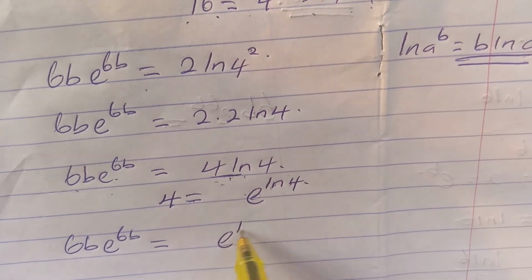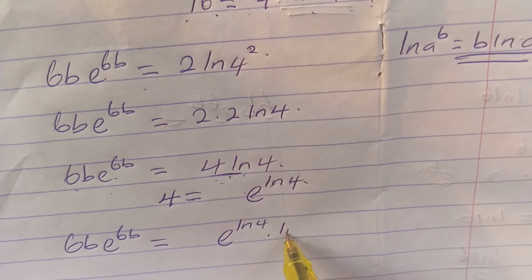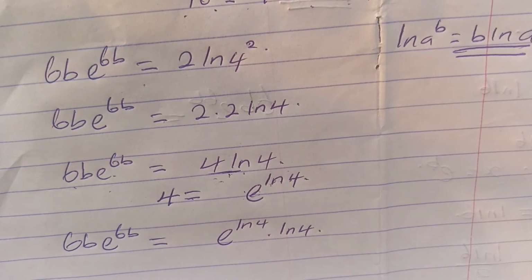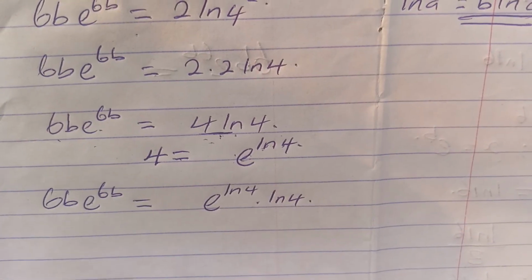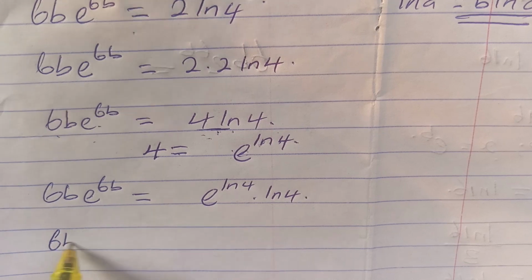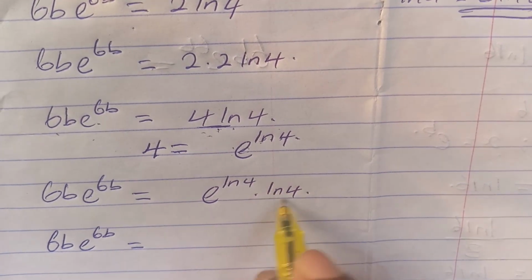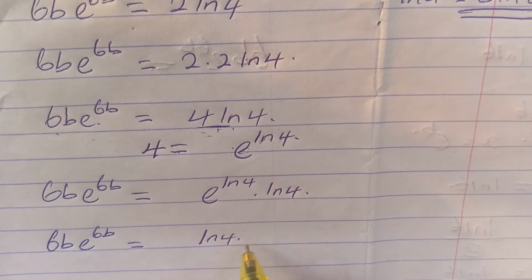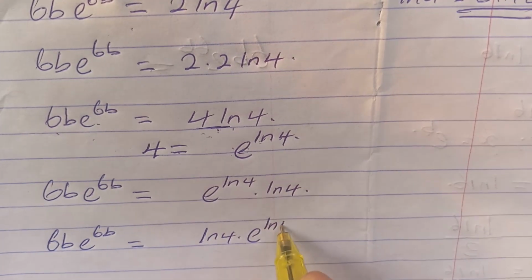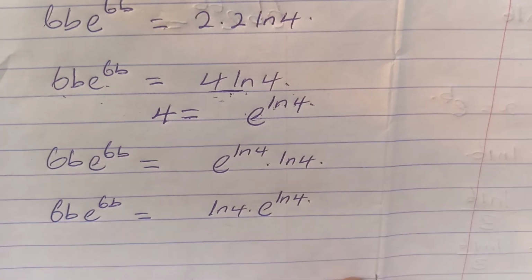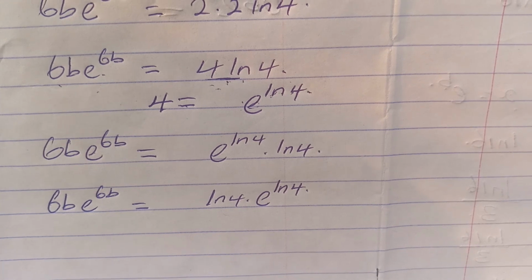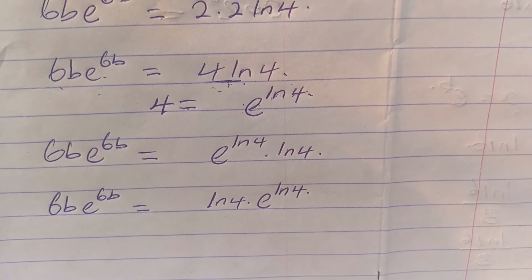So I'm saying exponent ln 4 times ln 4. Okay, so I can write this 6b exponent 6b as equal to ln 4 times exponent ln 4. Okay, so now I can apply the Lambert W function on both sides.